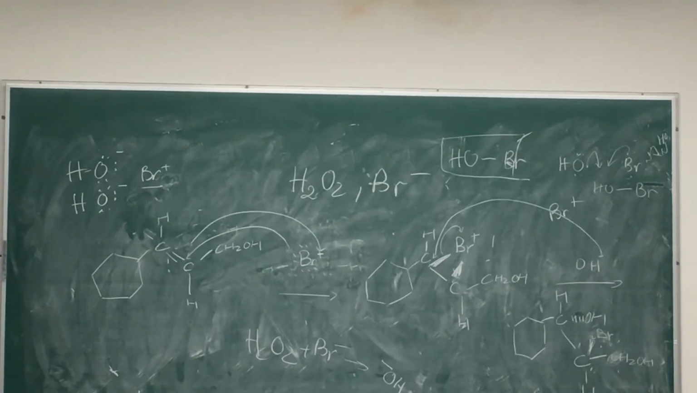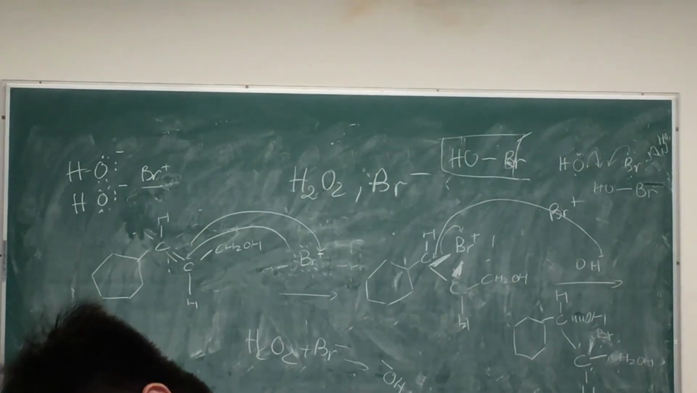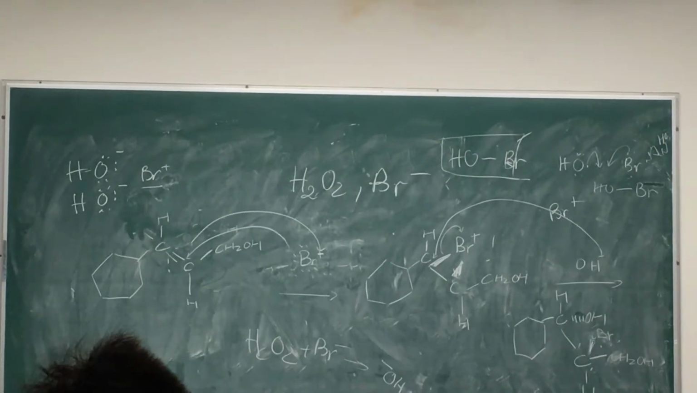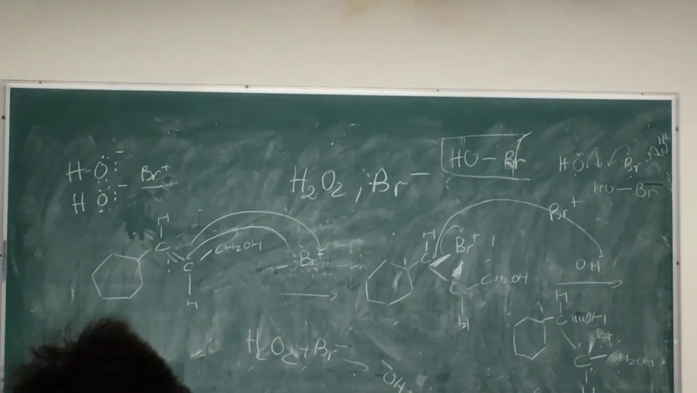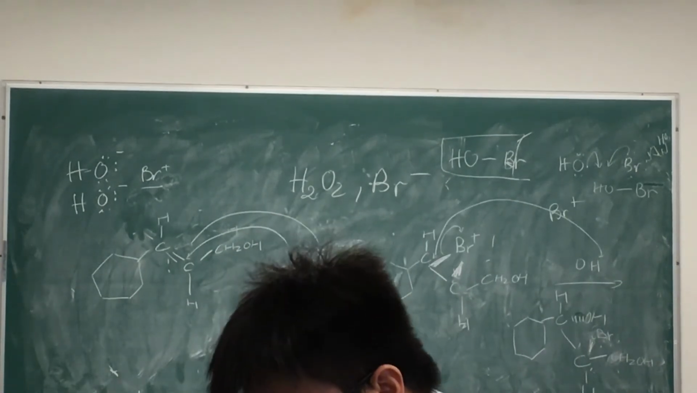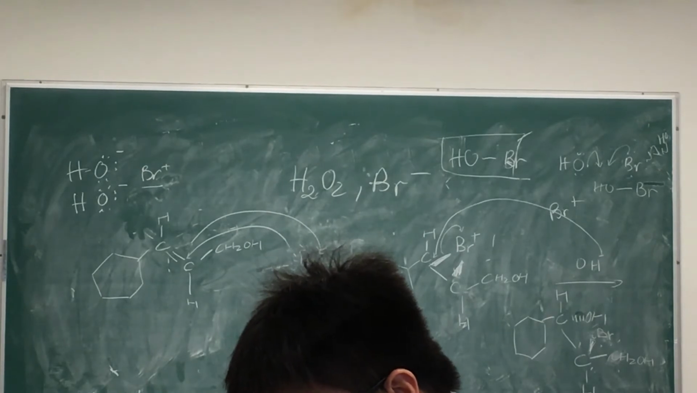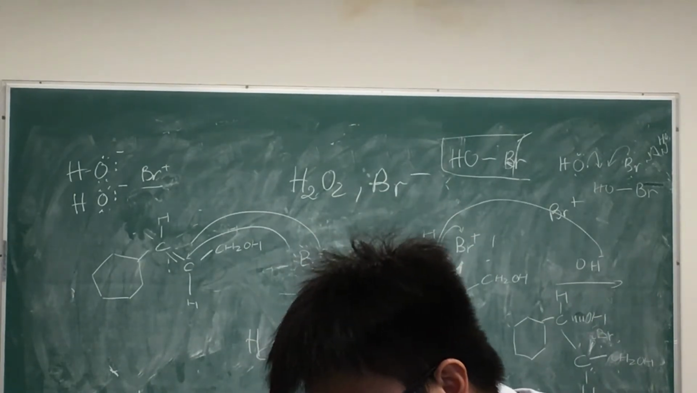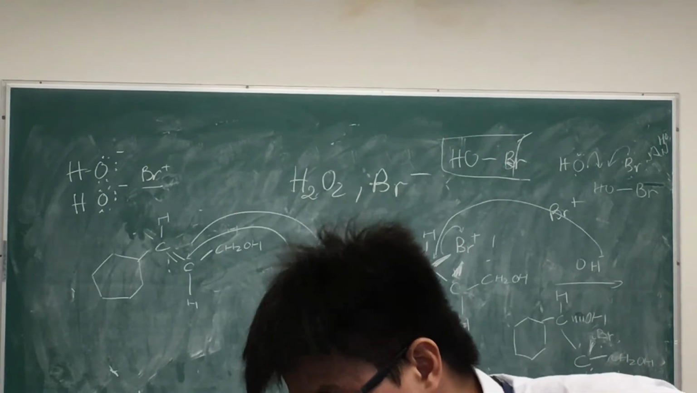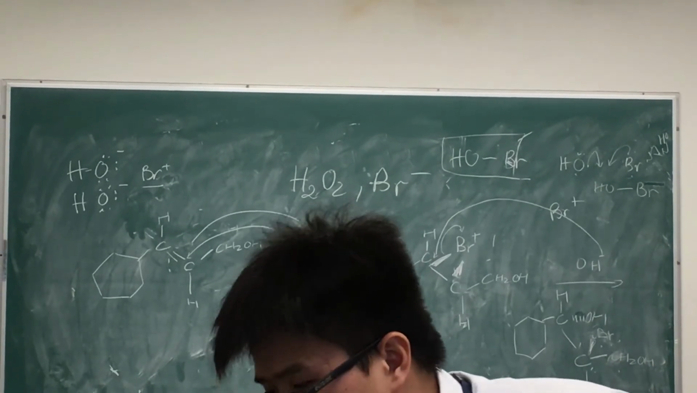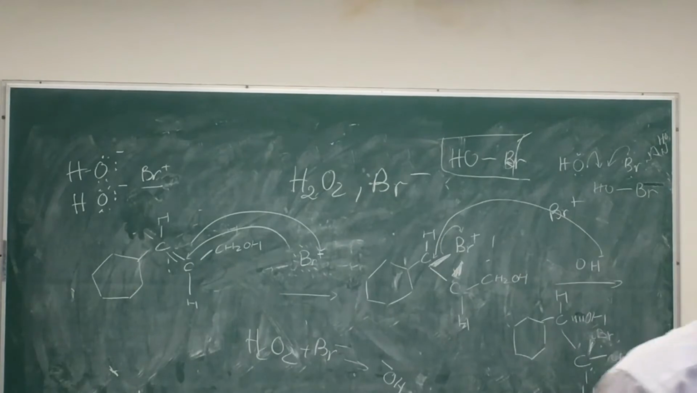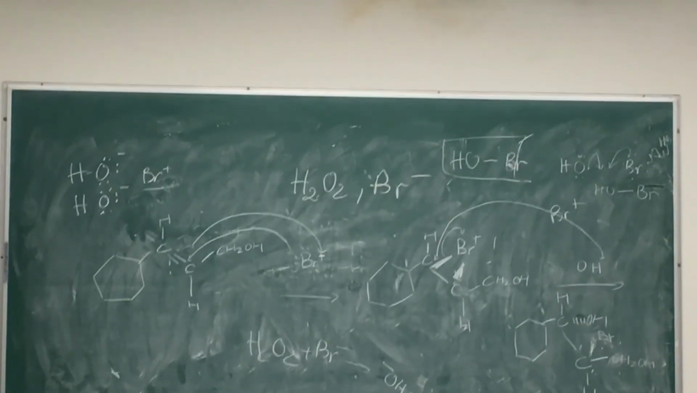What is the first intermediate? Keep going from the bromonium ion first. How can you form the bromonium ion? We give one to Br plus, give one to the double bond. Form the bromonium ion first. So, then what happens next?